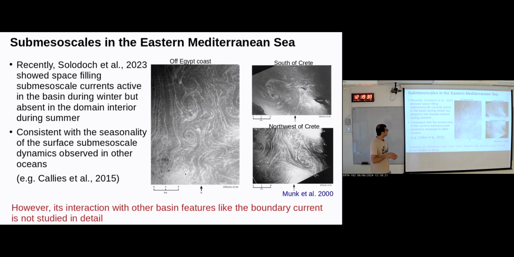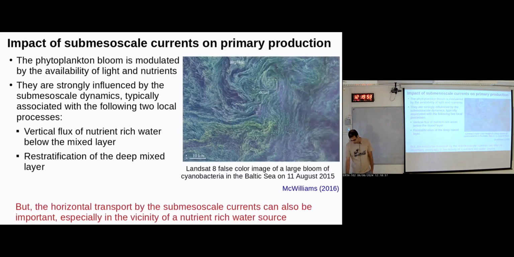However, again, the interaction of these submersible scale features with the boundary current, and how this interaction affects the boundary current dynamics and the cross-boundary transport, is again not well known. One more thing I want to highlight is that submersible scale dynamics are known to affect the primary production in the ocean.